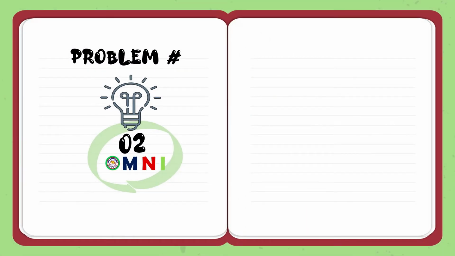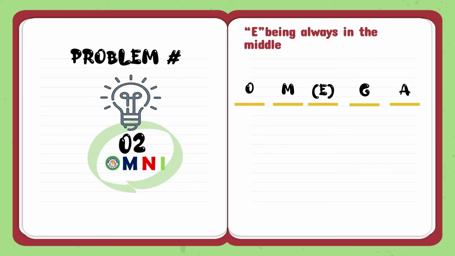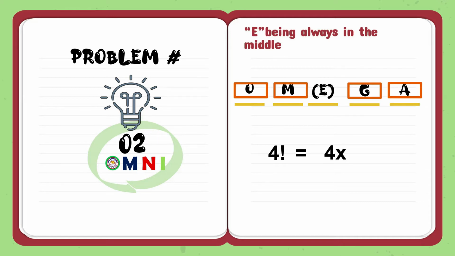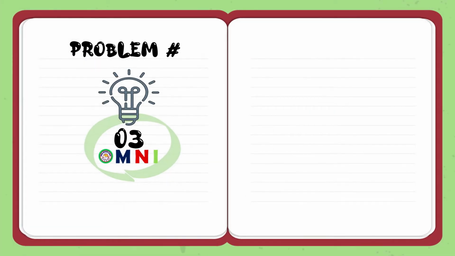Let's now proceed to the second restriction, when E being always in the middle. When E is fixed in the middle, O, M, G, and A can be arranged in 4 factorial ways, which is equal to 4 times 3 times 2 times 1. This will then give us a result of 24 possible ways.